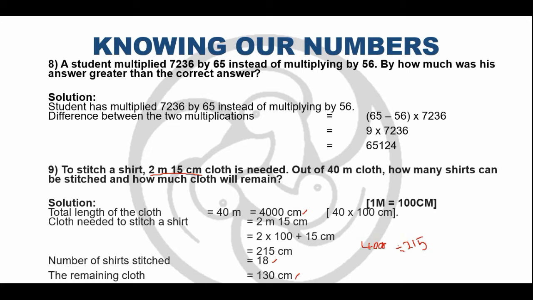So this centimeter can be converted into meter. That means you have to convert small to big. So small to big means you have to divide. So 130 divided by, how much do you have to divide? Divided by 100. So 130 divided by 100, you get the answer. The quotient is 1 and the remainder is 30. So that is 1 meter and 30 centimeter.